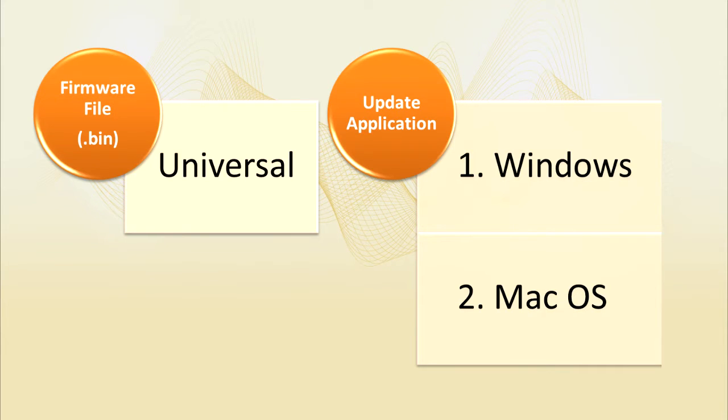The firmware file is universal and does not depend on your operating system. The firmware update application is different between Windows and Mac computers. You will need to download the firmware update application that suits your computer. This video will guide you through the download, installation, and use of the firmware update application.